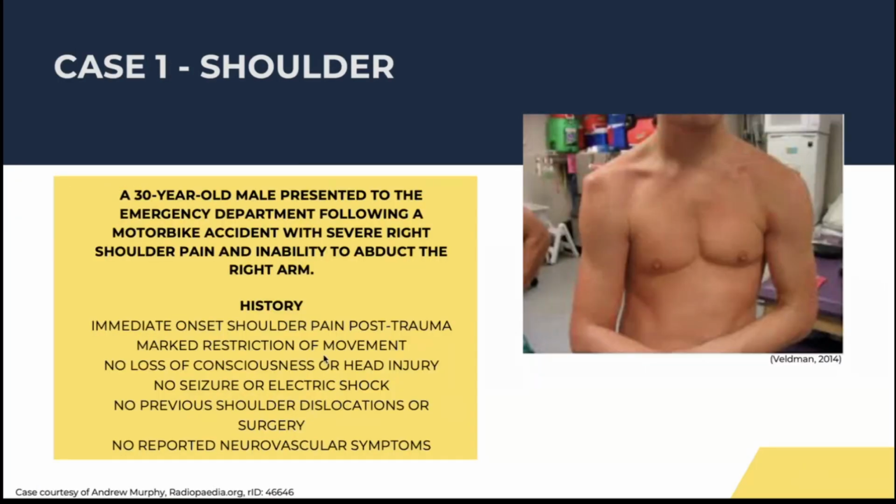So for our first case, we are going to do a shoulder. This is a 30-year-old male who presented to the emergency department following a motorbike accident with severe right shoulder pain and an inability to abduct the right arm. In his history, he has had immediate onset of that shoulder pain post-trauma, marked restriction of movement, no loss of consciousness or head injury, there's been no seizure or electric shock, there's been no previous shoulder dislocations or surgery, and there's no reported neurovascular symptoms.